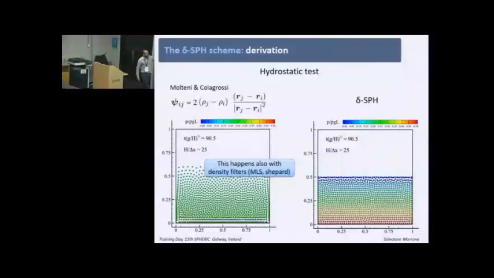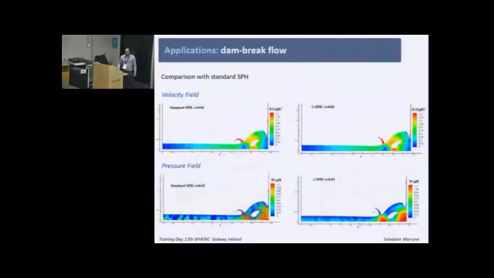It is important to say that this kind of phenomenon happens also with the other kinds of filters of the density. There are a lot of works in the literature where they apply MLS correction on the density field or Shepard filters. There are several kinds of filters. All those filters suffer from problems at the free surface. So for long evolution times, you will have a distribution of particles like this.